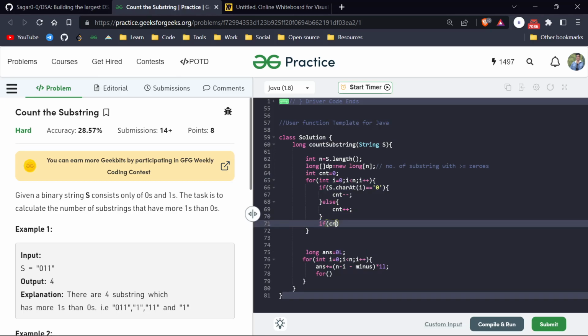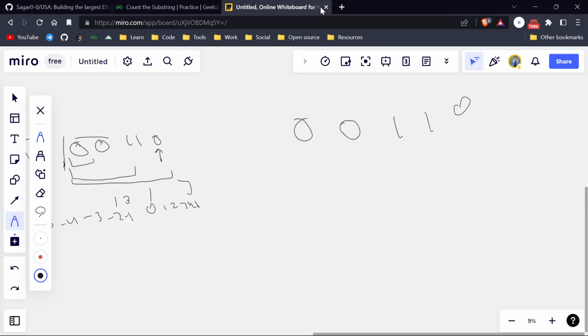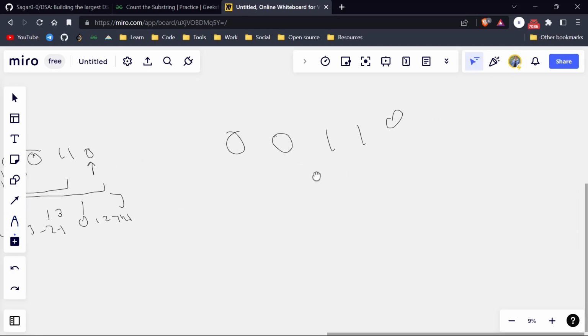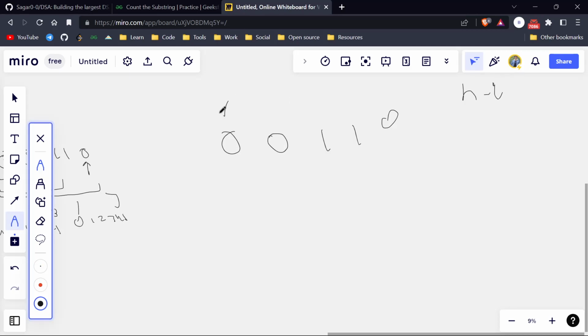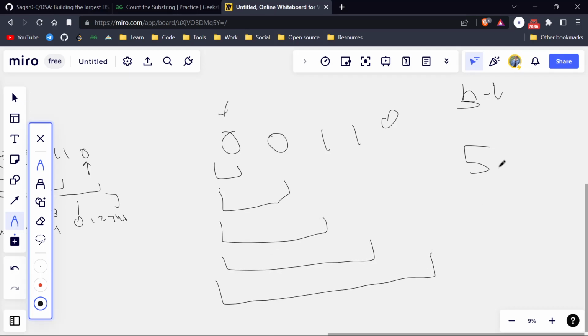So if our count is lesser than... okay, let me just explain it first. This is the string starting from this point, so we have to check all the substrings and how many total substrings will be present. So n minus i. I is initially 0, so there will be n, that means 1, 2, 3, 4, 5. There will be 5 total substrings starting from this point. So there are a total of 5 substrings, right?